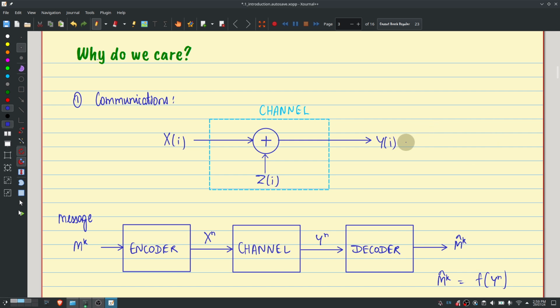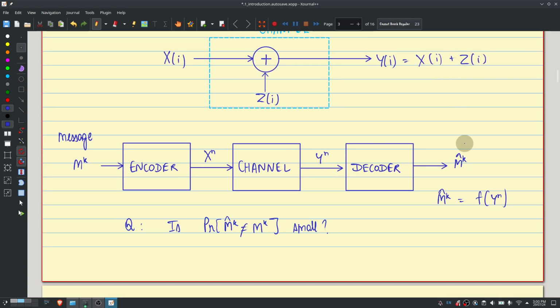So y of i, so at any point in time, if you transmit something, you get the transmitted signal plus noise. Right? And the goal is to somehow be able to communicate despite having this noise. The goal is to be able to communicate such that whatever useful information you wanted to transmit across is somehow recovered reliably. All right, does that make sense?